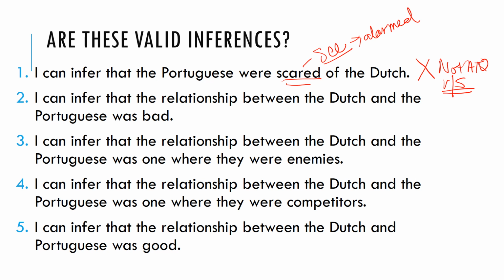Number 2, I can infer that the relationship between the Dutch and the Portuguese was bad. Yes. Okay, throughout the whole source, you can tell that they don't quite like each other and there's a competition between each other. So yes, valid inference. I can infer that their relationship was one where they were enemies. Okay, yes. I can infer that the relationship was one where they were competitors. Yes. I can infer that the relationship between the Dutch and the Portuguese was good. No. Okay, this is an example of invalid inference. Okay, the person has misunderstood the source and thought that the source was saying something good about them.